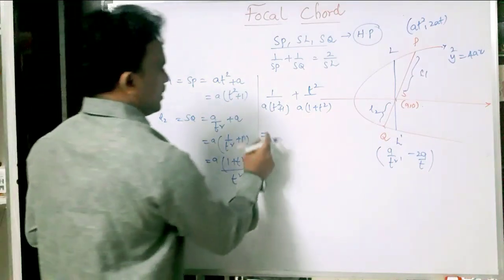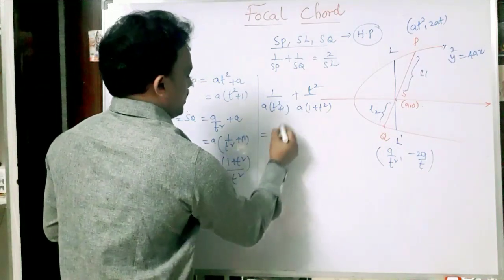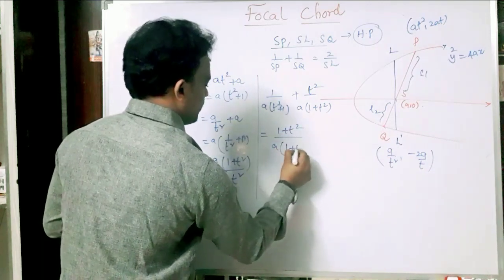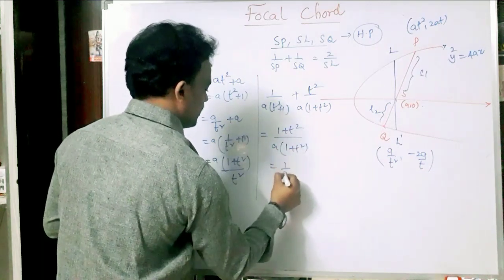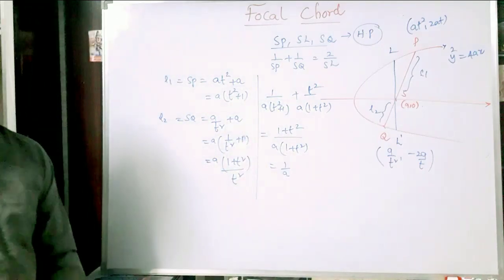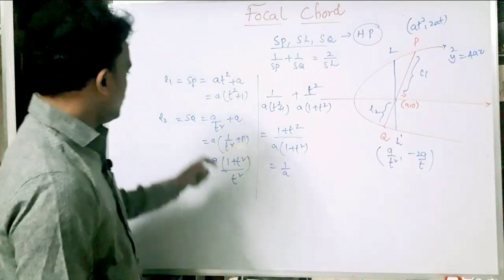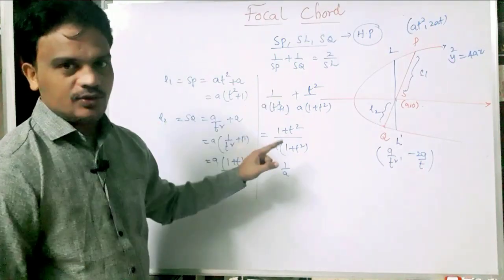Okay, yes. So, in that case, the numerator is 1 plus t square and the denominator is a of 1 plus t square, which is 1 by a. Am I right or not? 1 by a. Yeah. So this is 1 by SP plus 1 by SQ is 1 by a.